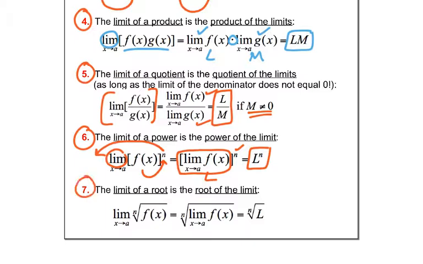And finally here, friends, the limit of a root, same thing. So the reverse of exponent is the radical. If I have the limit of a function underneath the radical, I can take that radical and put it outside. Find the limit of the function first, and then take the radical of your answer. If the limit was L, this would be the nth root of L.